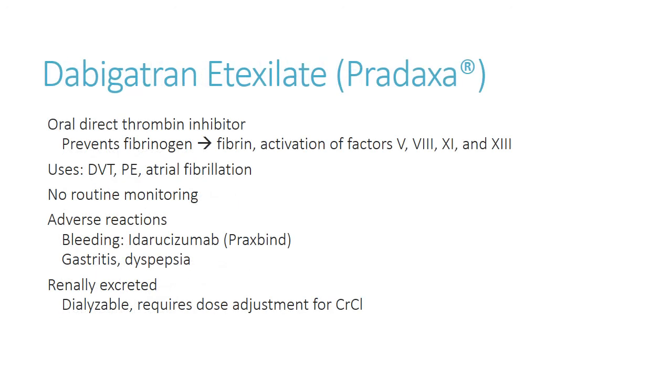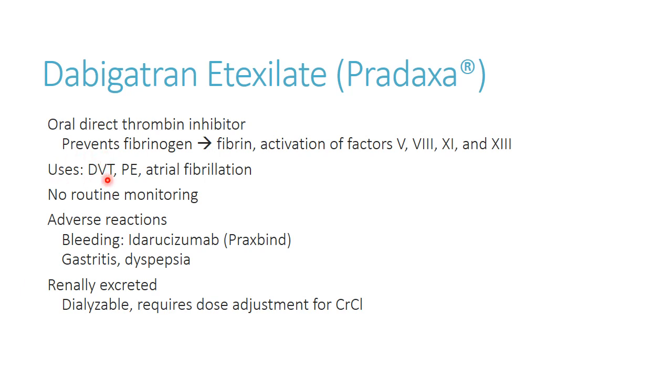So the first one we have is called Dabigatran, or Pradaxa. This one is an oral direct thrombin inhibitor. So this is very similar to Argatroban and Lepirudin that we mentioned before. It basically works to block factor 2A from being effective. So it doesn't do anything to production of clotting factors. It basically just directly inhibits it.